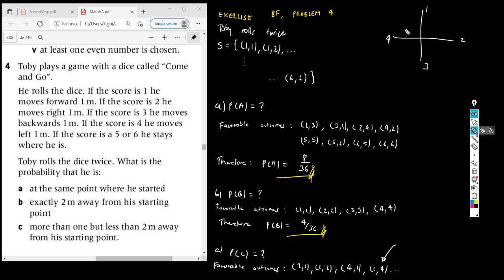If he rolls a 1, he goes forward. If he rolls a 3, he goes backward. If he rolls a 2, he goes right. If he rolls a 4, he goes left. And if he rolls 5 or 6, he stays where he is, which is this point. So that's what this cross means. Okay, so that's the game. This is the sample space that we can obtain by rolling the die twice. And that's the whole context. Now let's look at the questions. The question A is, find the probability that he stays.